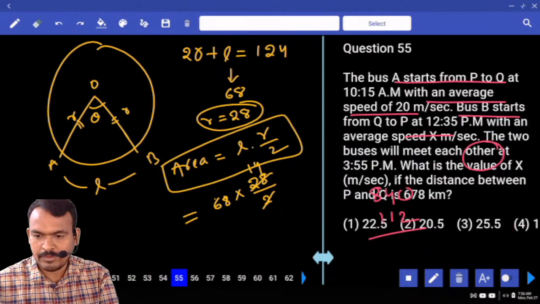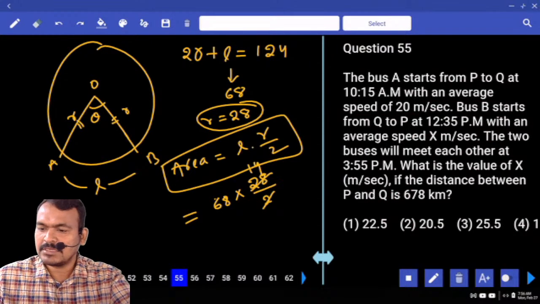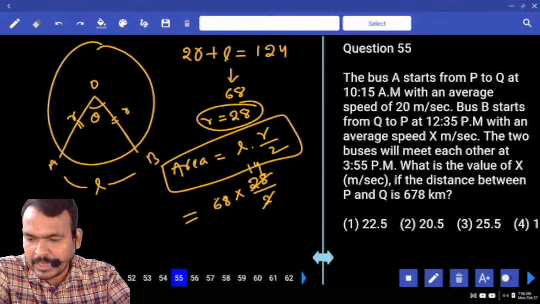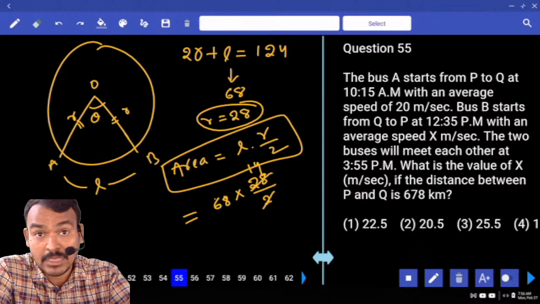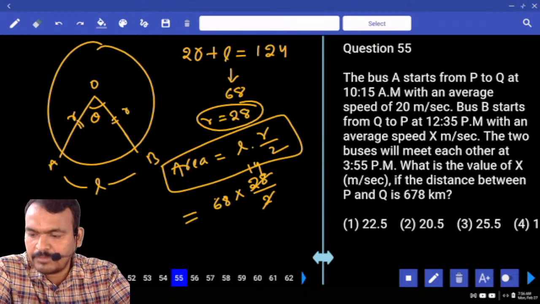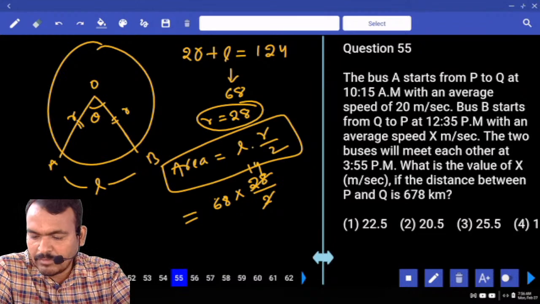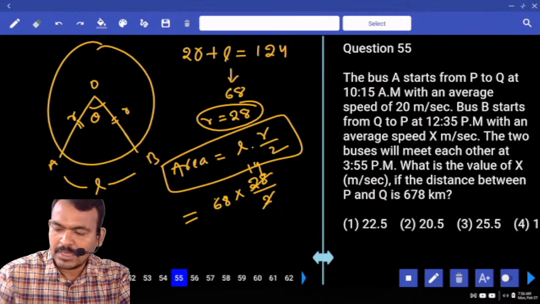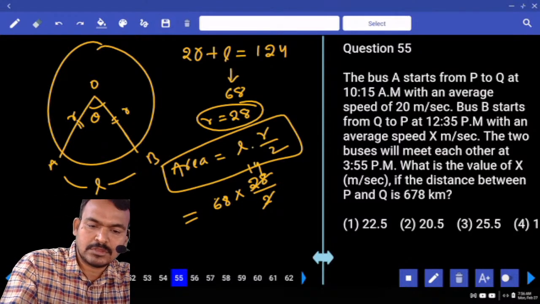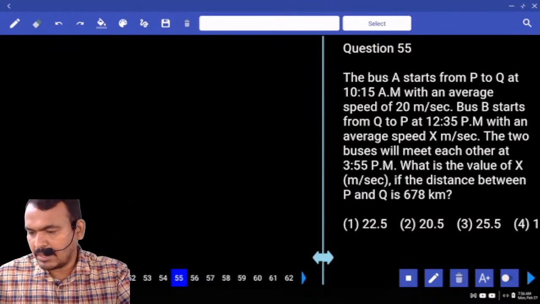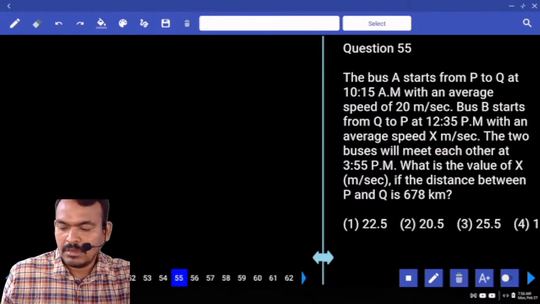Next, question number 55. Bus A starts from P to Q at 10:15 am with an average speed of 20 meters per second, and bus B starts from Q to P at 12:35 pm with an average speed of x meters per second. The two buses will meet each other at 3:55 pm. What is the value of x in meters per second? The distance between P and Q is 678.